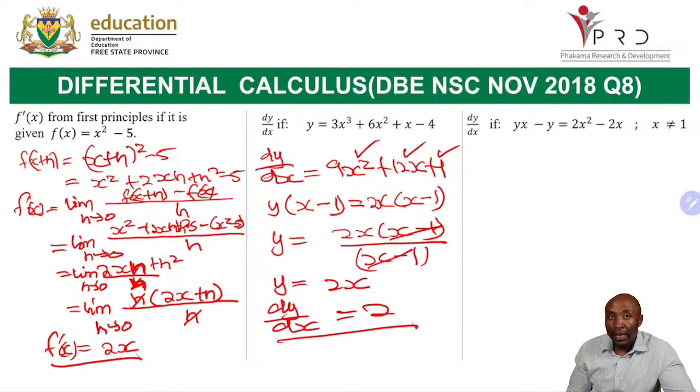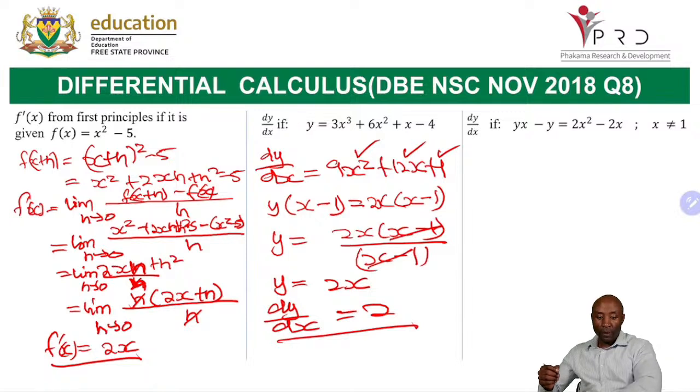Remember, if we are having surds and square roots, remember to apply your laws of exponents. Square root of x is the same as x exponent half. Cube root of x is the same as x exponent 1 over 3. So we should apply those exponents, and only after simplifying can we then apply the rules of differentiation.